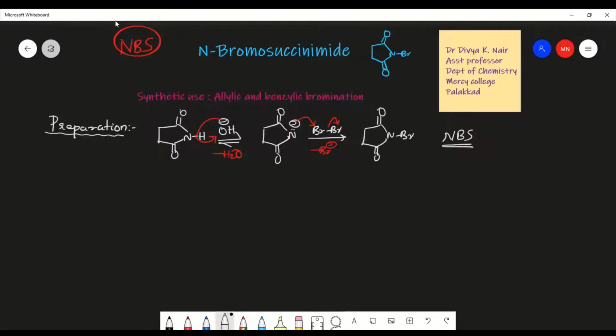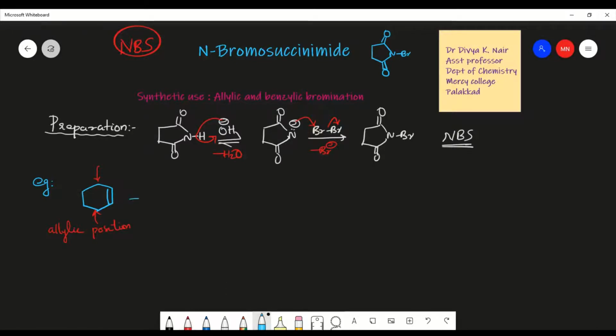Now, as I said earlier, it is used for allylic and benzylic bromination. Let us see a few examples. If I take cyclohexene, this is the double bond over here. Here we have two positions: this is a vinylic position, and you have two allylic positions, one over here and the other over here. Bromination will happen at any one of the positions.